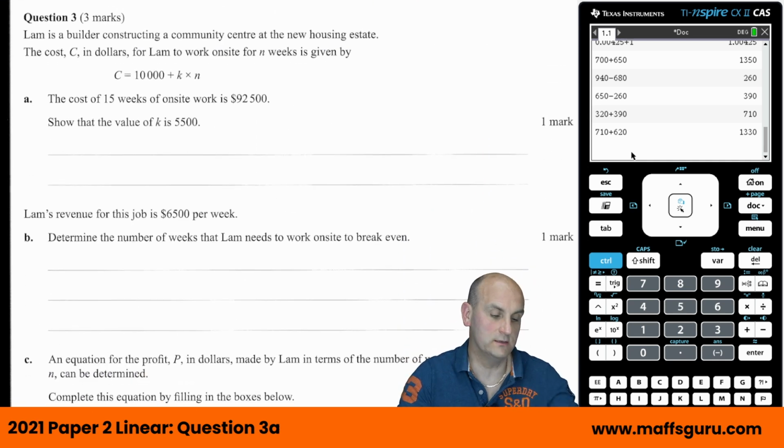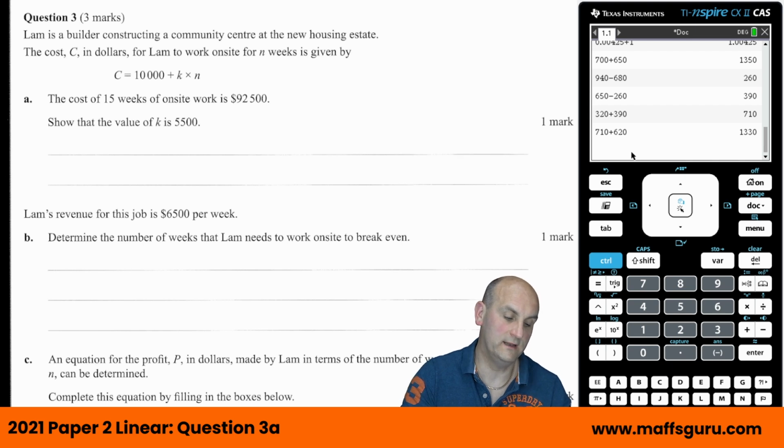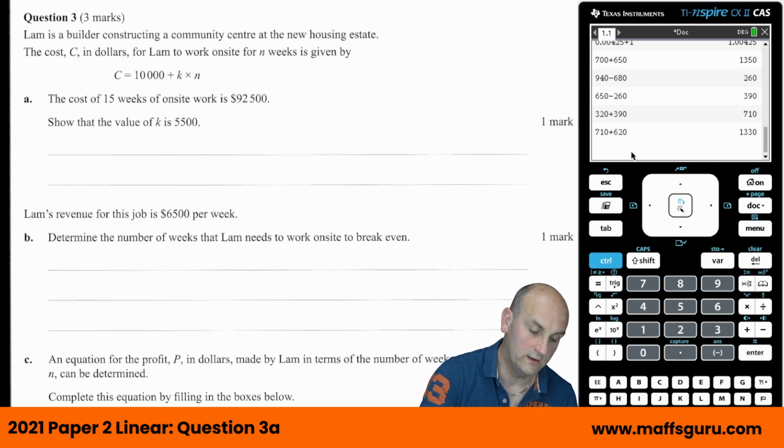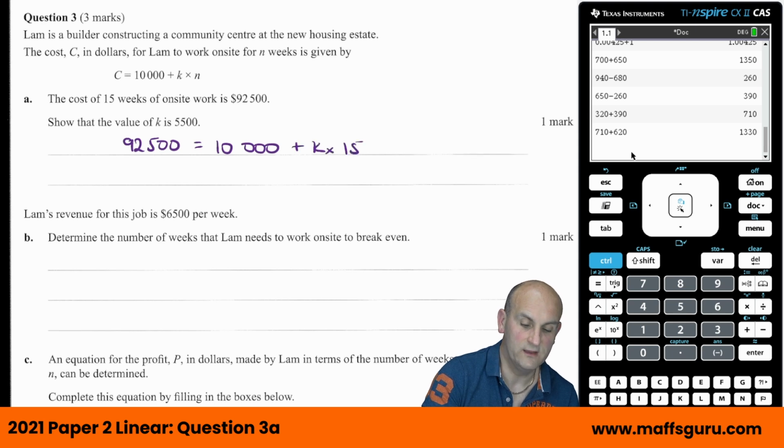Liam is a builder constructing a community centre at a new housing estate. Oh, lucky Liam. The cost in dollars for Liam to work on site is given by that. The cost of 15 weeks of work on site is that. Show that the value of K is that. Okay, we can do that. So we now know that 92,500 is equal to 10,000 plus K times 15.